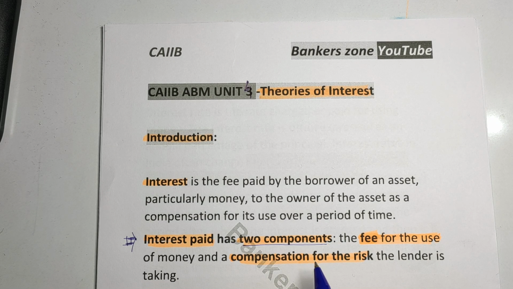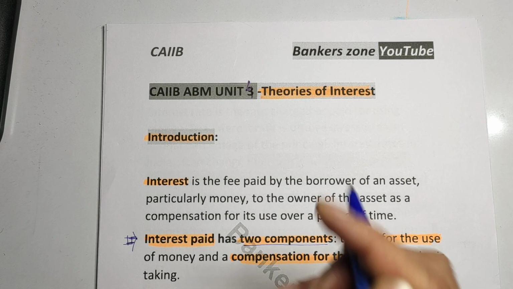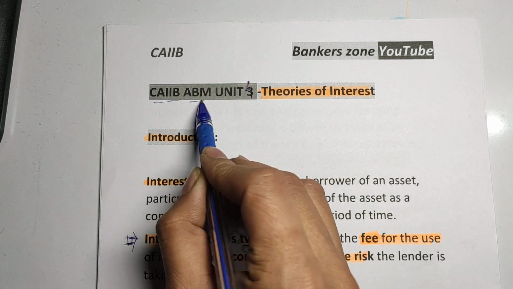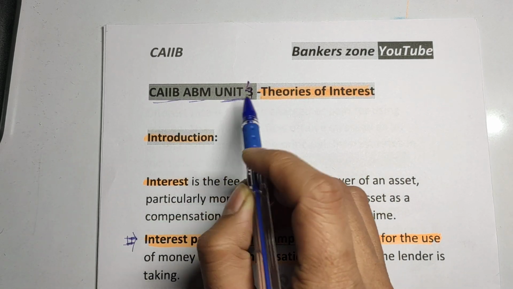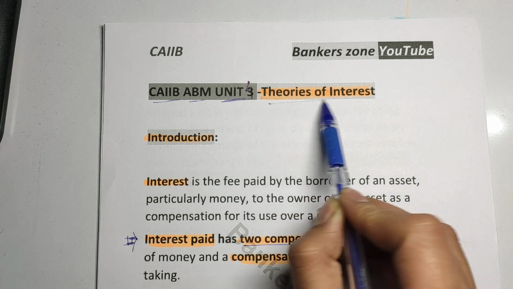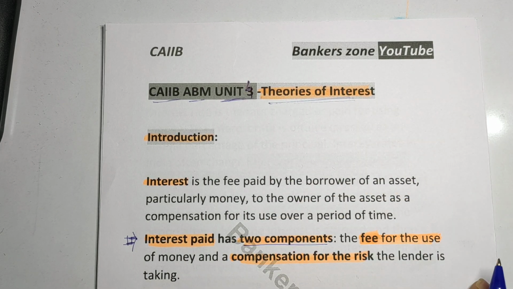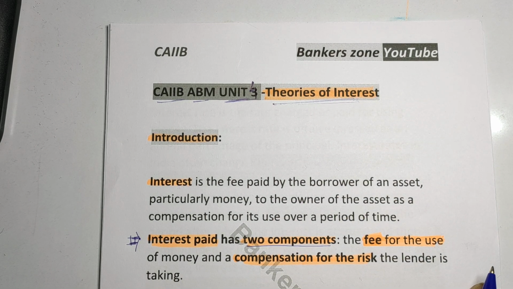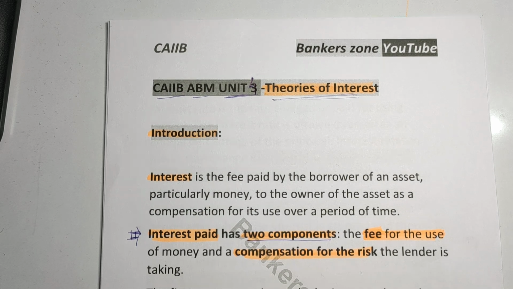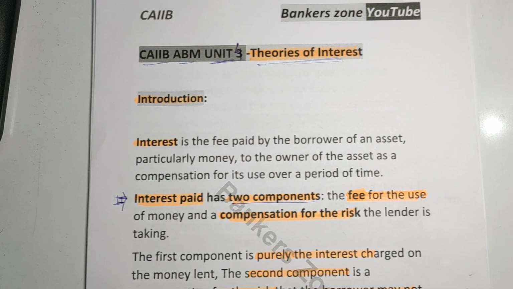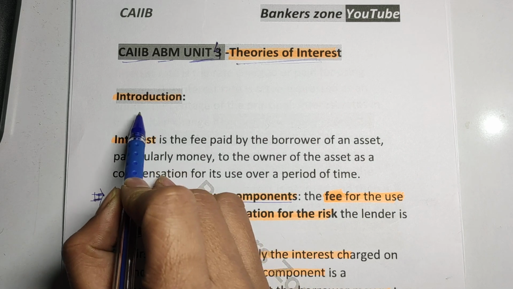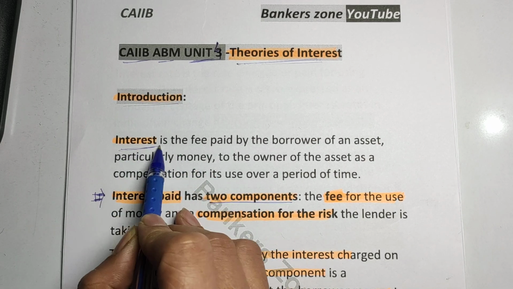Hello friends, in this lesson we will study the CAIIB ABM Unit 4, and the name of the unit is the Theories of the Interest. What are the theories of the interest? See friends, some basic introduction part. What is interest?